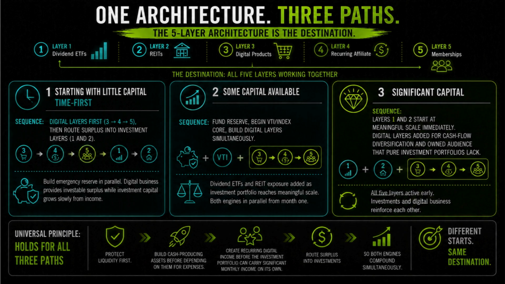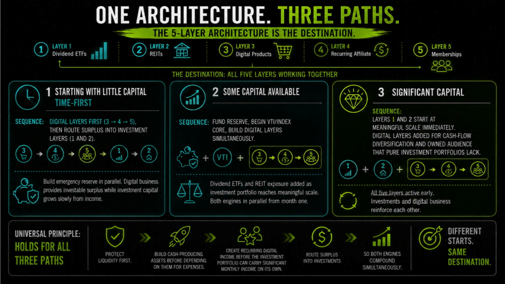The 5-layer architecture is the destination regardless of any starting point, and the path has 3 varieties. Starting with little capital, invest time first. Your sequence is digital layers 3 through 5. Route the surplus into investment layers 1 and 2, and build emergency reserve in parallel. Digital business provides investable surplus while investment capital grows slowly from income.